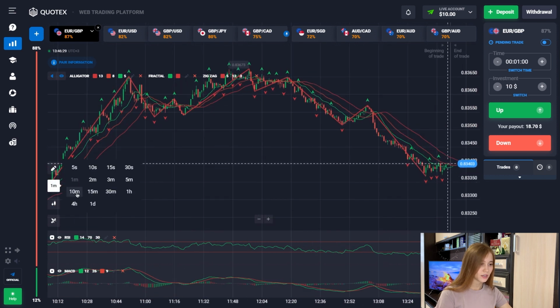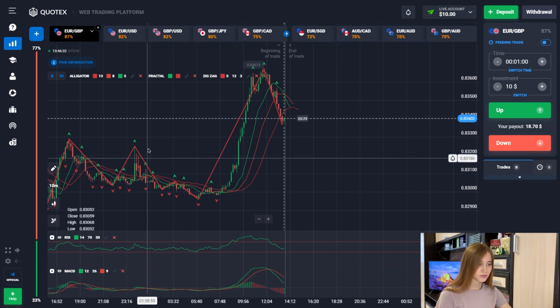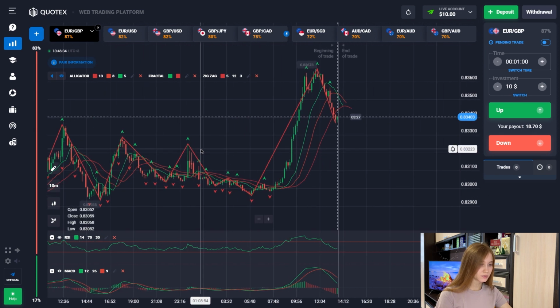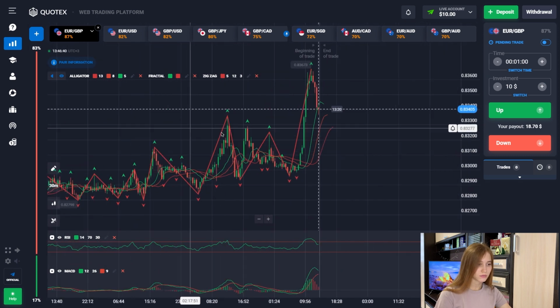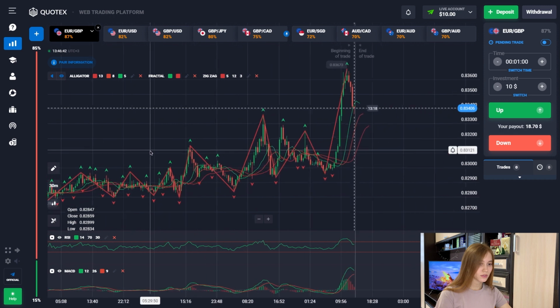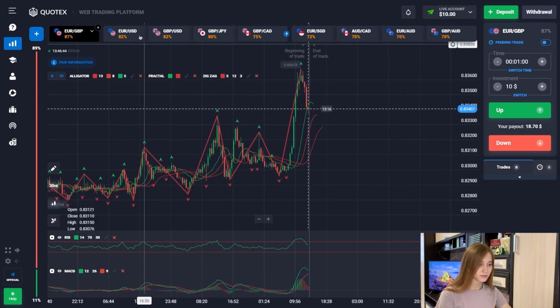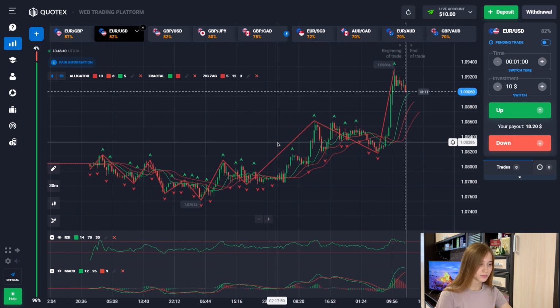What we see, let's choose a 10 minutes trade. Check the candles. Let's even choose 30 minutes to more clearly understand the behavior of the trend.